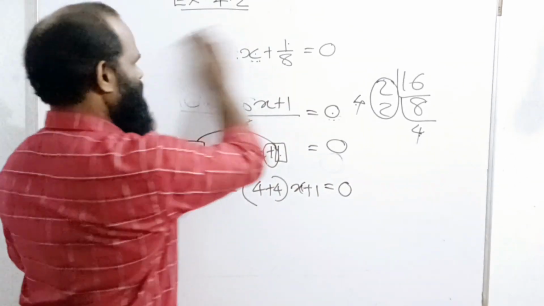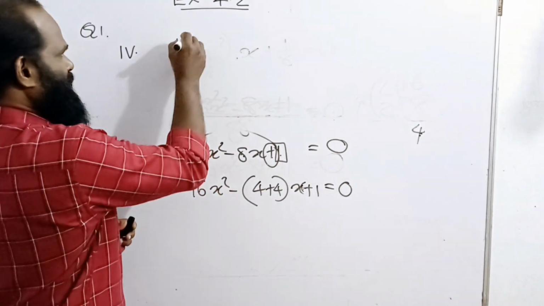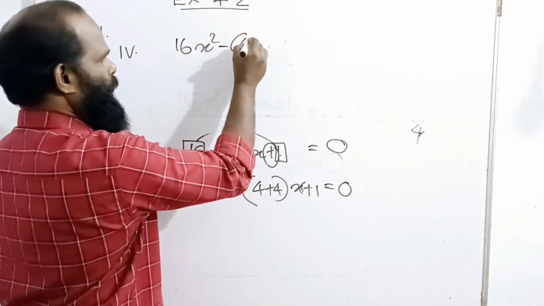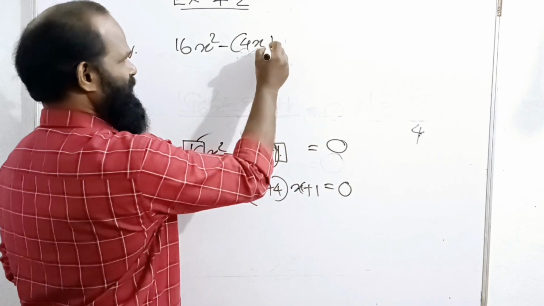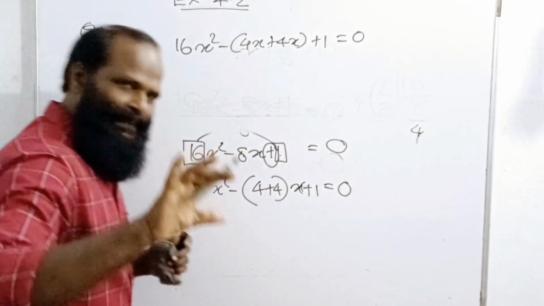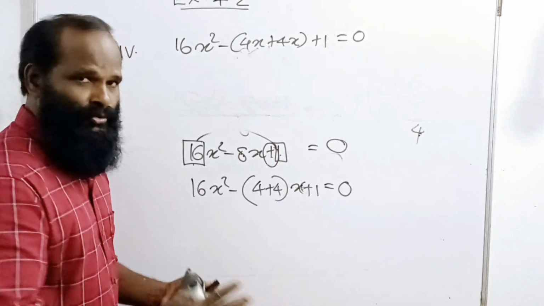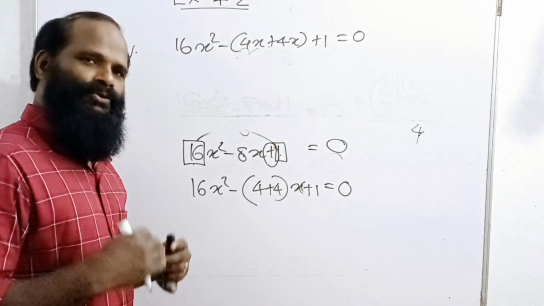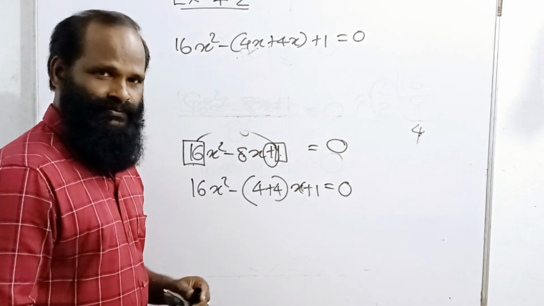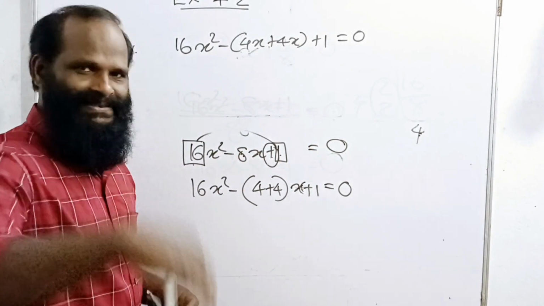I will just clear this area. 16x square, 4 into x, 4x, plus 4 into x, 4x, plus 1 is equal to 0. Be patient in doing this kind of things. Do not try to open the bracket straight away. Those who have confidence, they can do it straight away. Or else you may do this way. This is advisable. If you do this way, the mistake can be lessened.